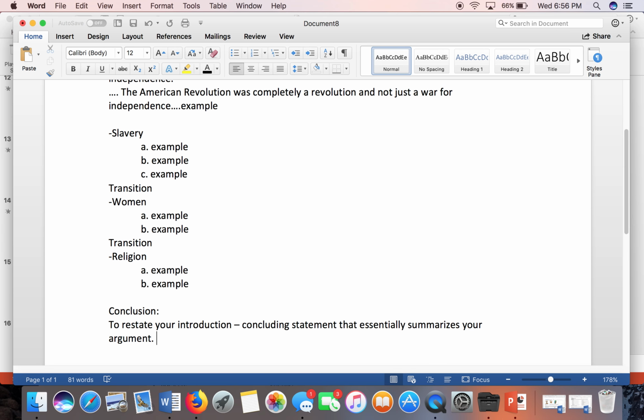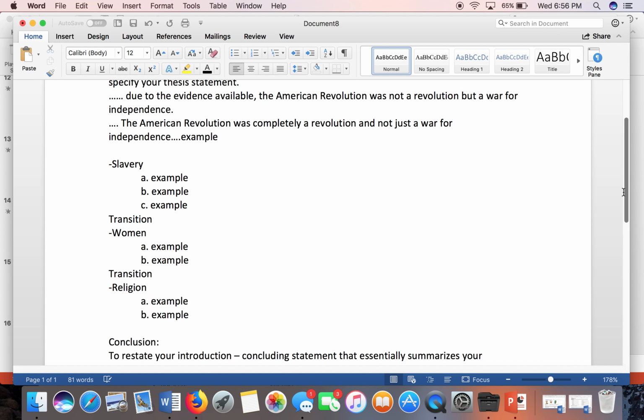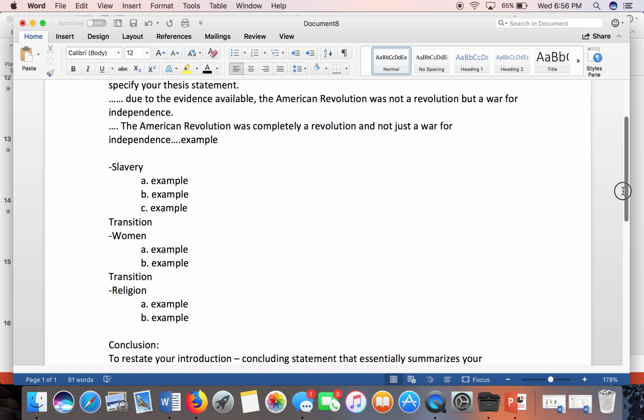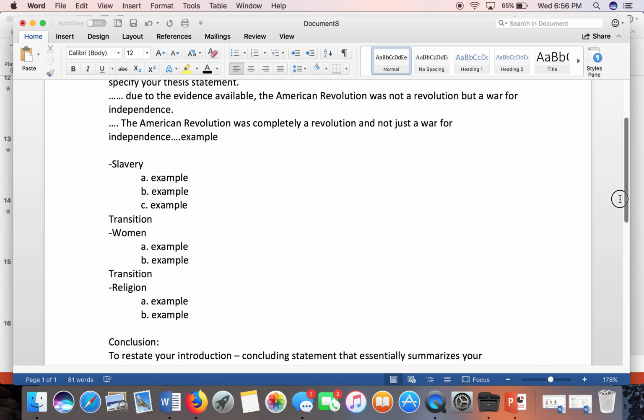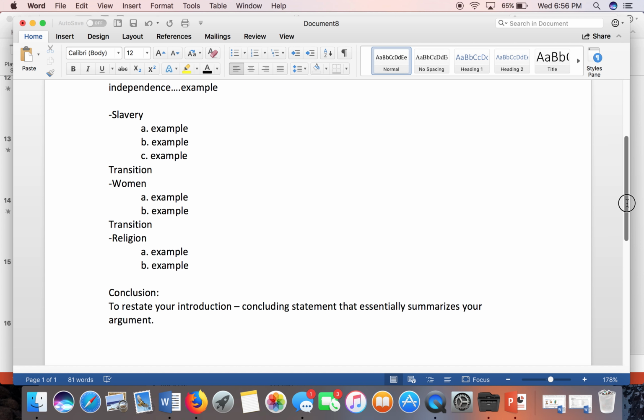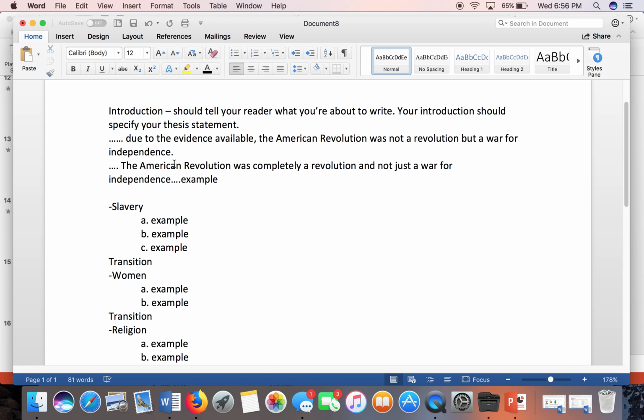Another thing that we need to talk about is putting in your sources. When you are writing a paper for history, and for just about any of your classes, you need to cite all of your information. Now, this is how I would go about writing your paper if I were you. Let's say one of the examples of slavery you want to use is the Pennsylvania Gradual Abolition Bill.